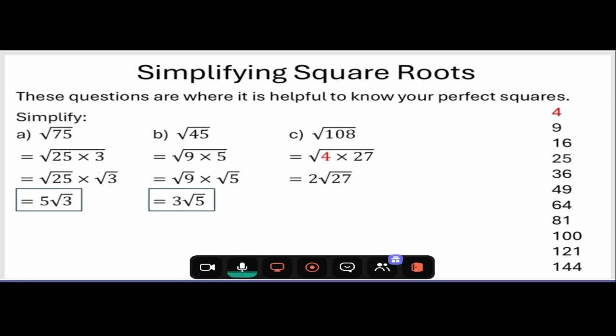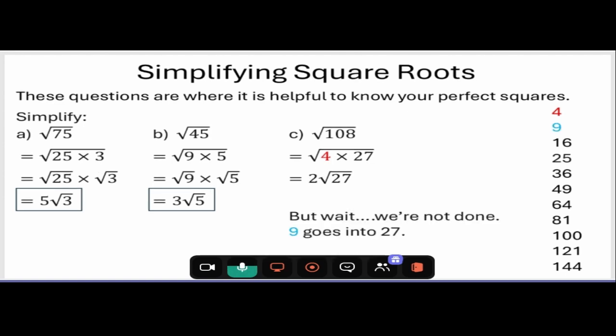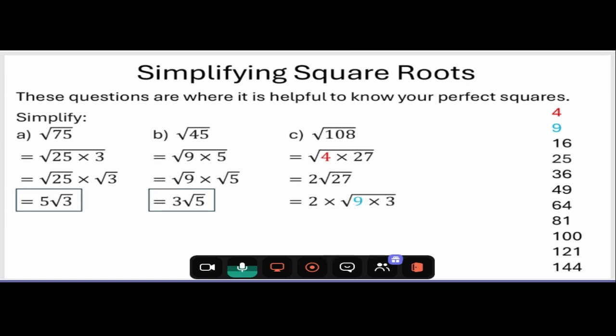And you think you're done, but hopefully you now notice that, wait a minute, no, we're not done. This is just like reducing fractions. You've got to check to make sure you got it all the way down, because 9 goes into 27. So we break apart that 27 now into 9 times 3, because 9 is also a perfect square.